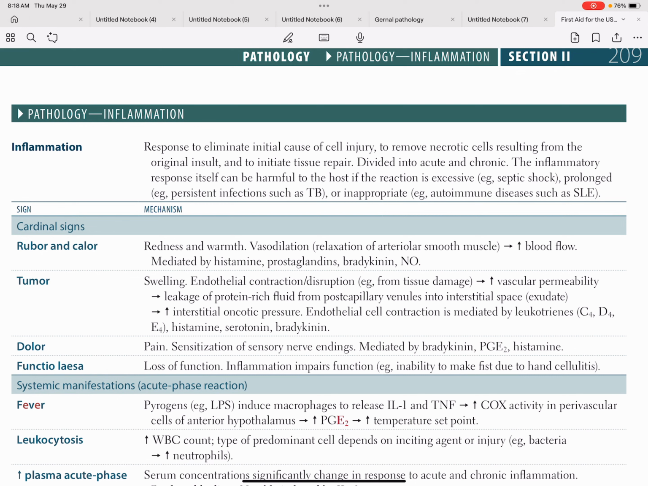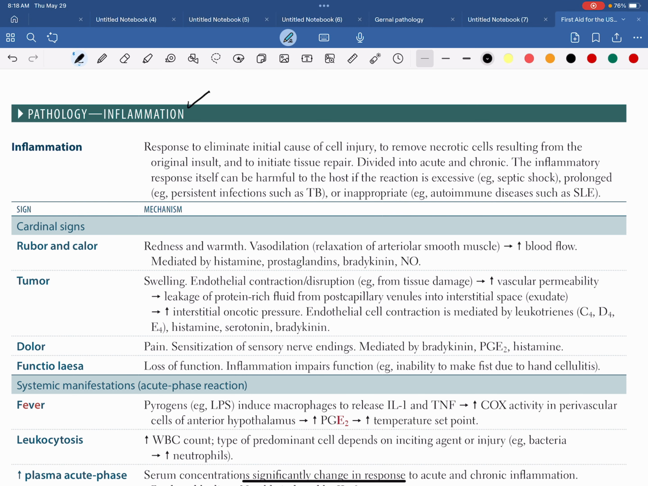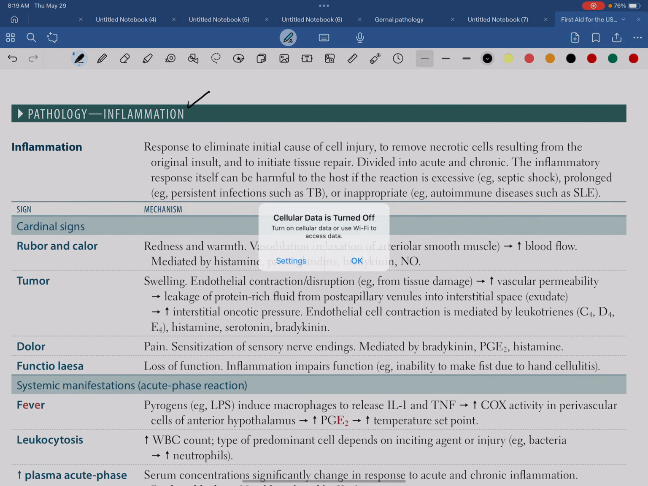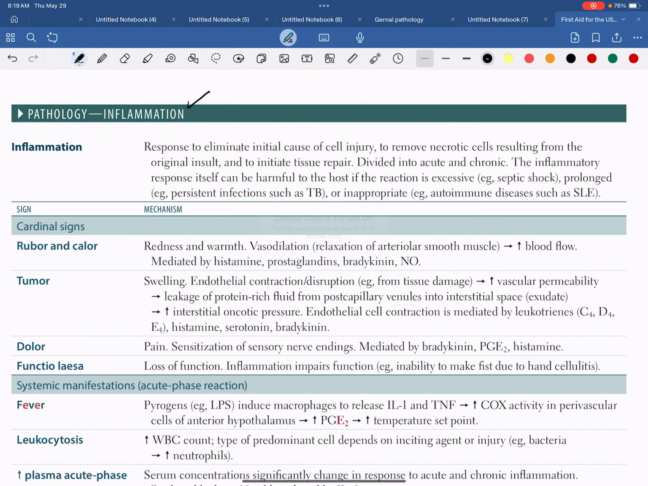Okay guys, so let's continue the next topic in general pathology, that is inflammation. Today we are going to start the next topic that is very important for your USMLE Step 1 exam, and the topic name is inflammation. So first of all, you guys have to understand what is the definition of inflammation.